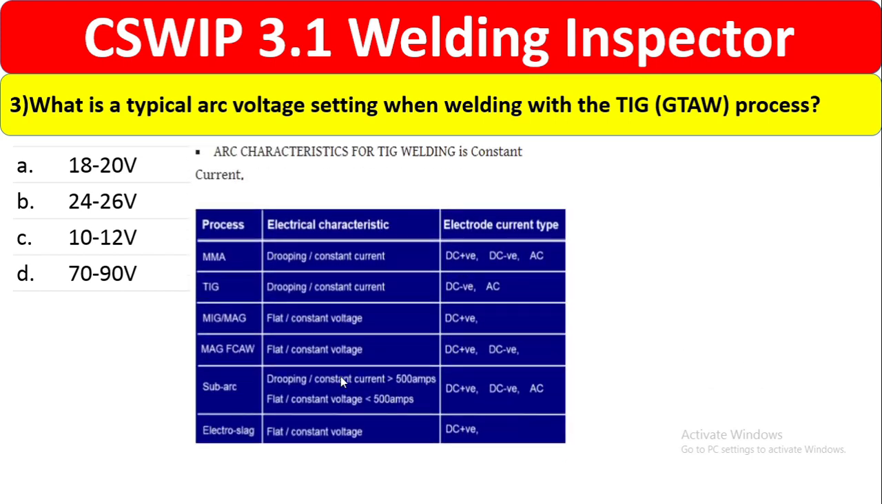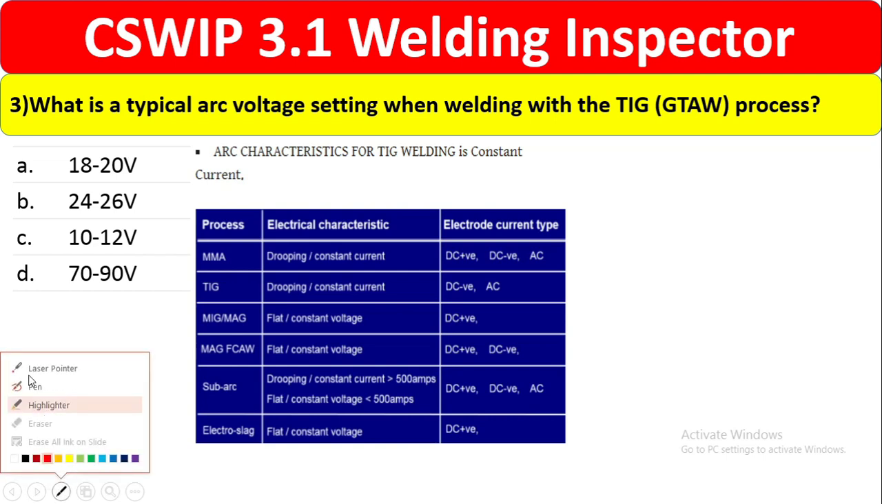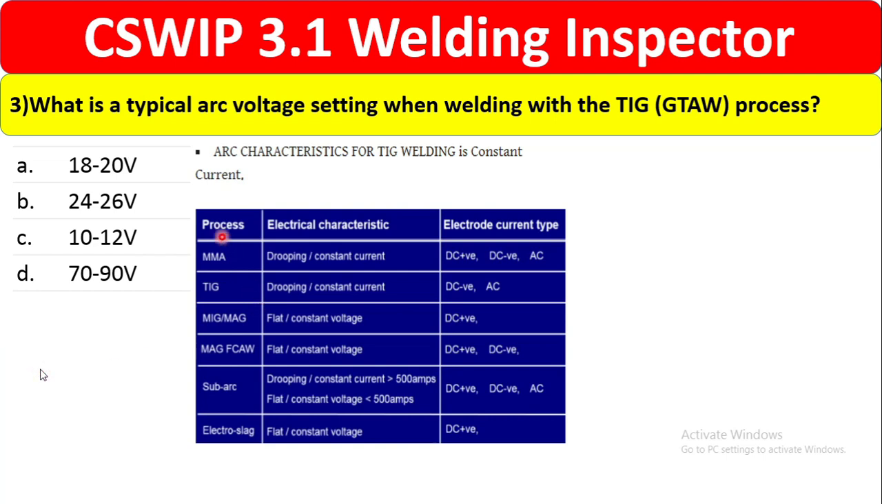Now, you understand here the arc characteristic for TIG welding is constant current. TIG welding is a constant current process. You see here so many processes: MMA, then TIG, then MIG, then MAG, FCAW, SAW and electroslag. These are the welding processes.